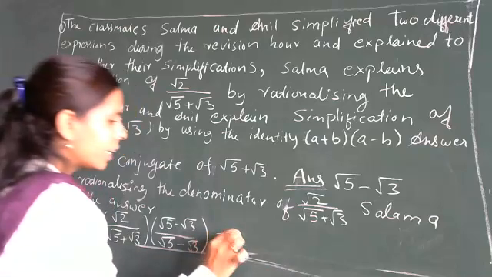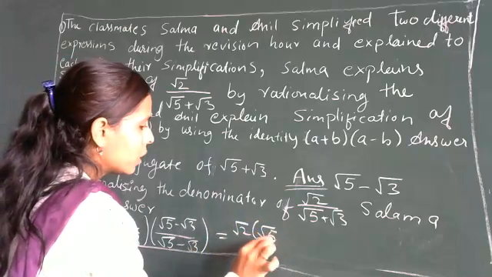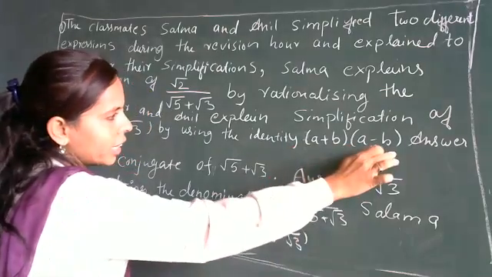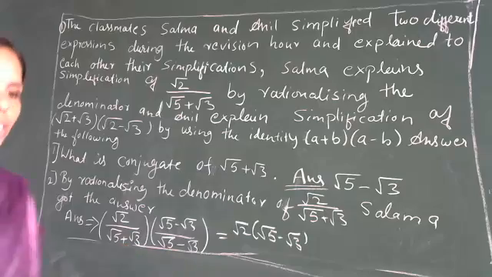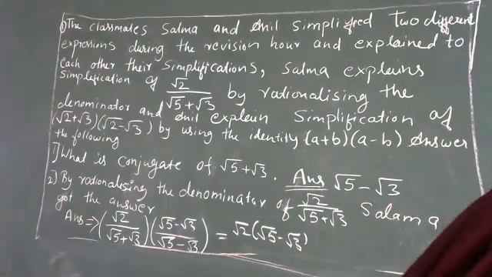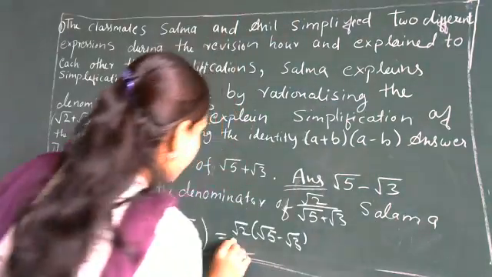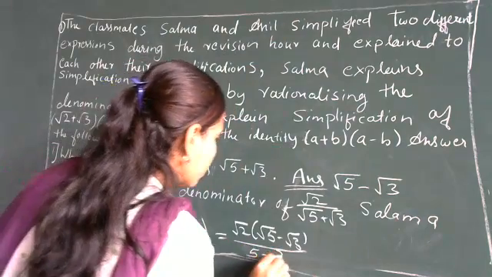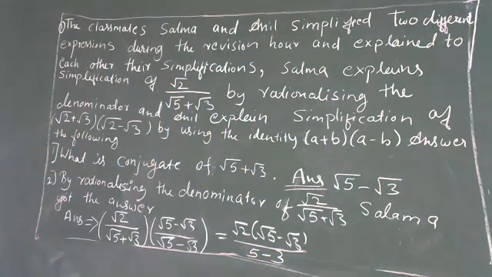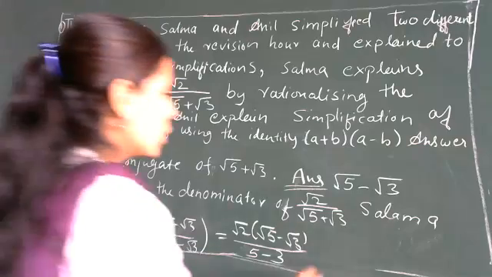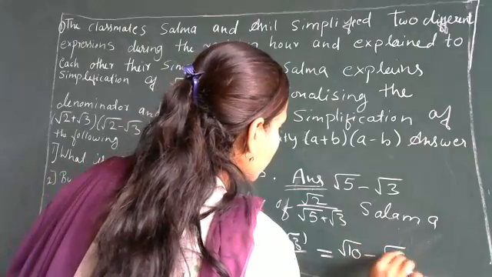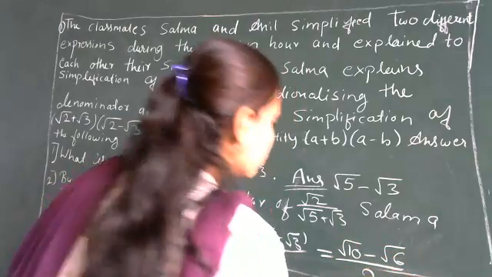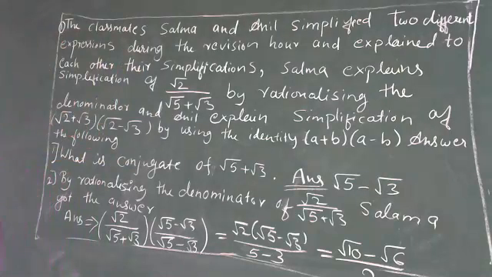By multiplying you will get root 2 (root 5 minus root 3), and with this identity, that is (a plus b)(a minus b), the formula will be a square minus b square. So this denominator will be 5 minus 3. If such an option is there, you can answer like this also, or else you can simplify it as root 10 minus root 6 divided by 2. It is also correct. As options were given, you have to answer them.